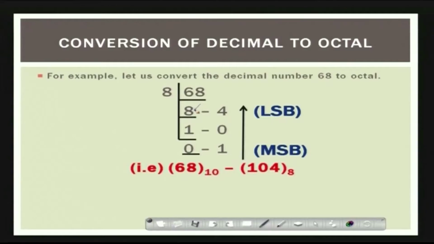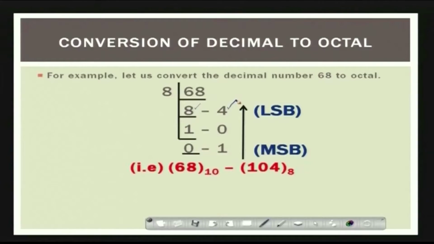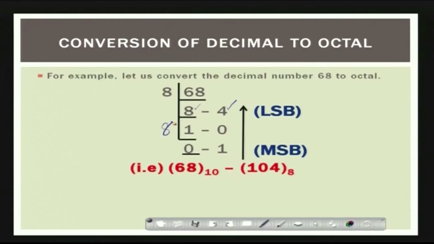So, you get 64 and the remainder is 4. Now, 8 will not go into 1. So, you get a 0, and the 1 comes here as a remainder. Now, we have to take the digits from top to bottom, which means from the most significant bit to the least significant bit. That is how we should write the answer, because it is in the octal form now.